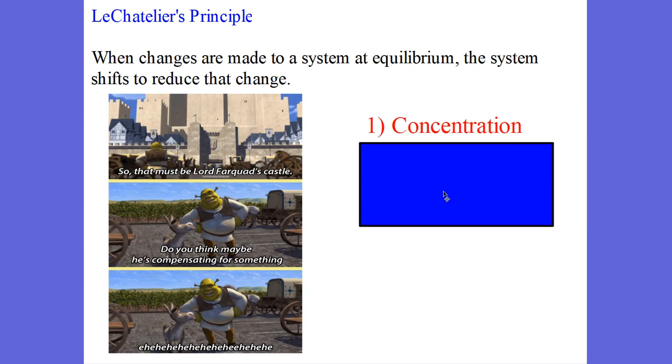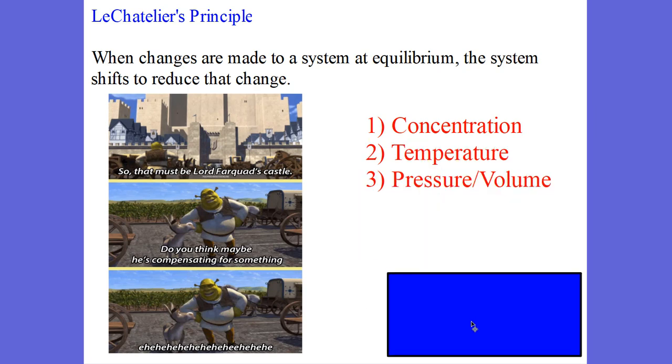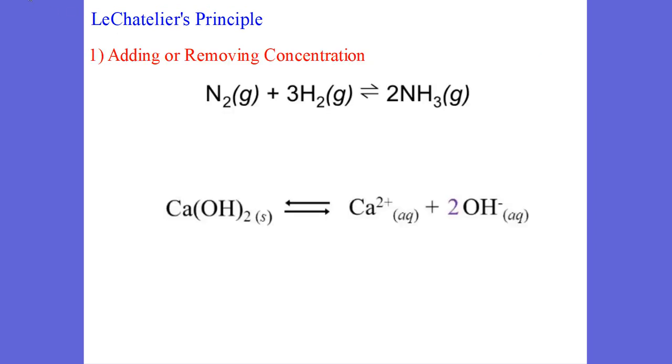Number one, concentration changes. If we change concentration, it will shift to reduce that change. Number two, temperature. And number three, a pressure or volume change. Catalysts, no change at all. Adding solids, no change at all. So only changing concentration, temperature, and pressure and volume. Putting in neon gas or an inert gas like argon, nothing happens. Catalyst, nothing happens. Changing concentration, temperature, and pressure and volume, we get shifts to reduce that change, and that's called Le Chatelier's principle. Let me walk you through each one of these three.